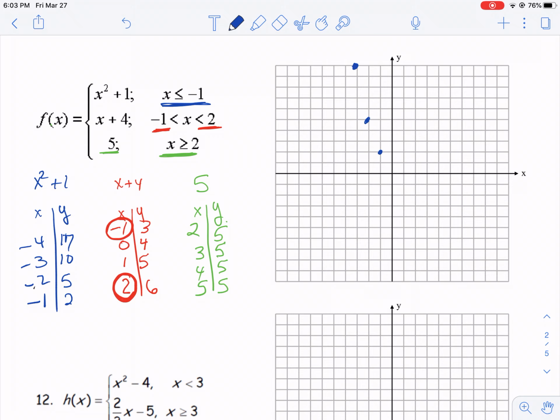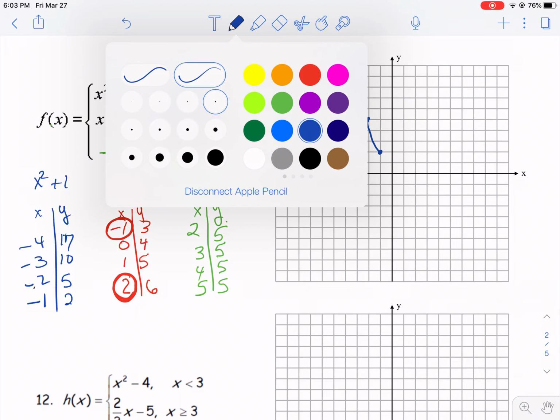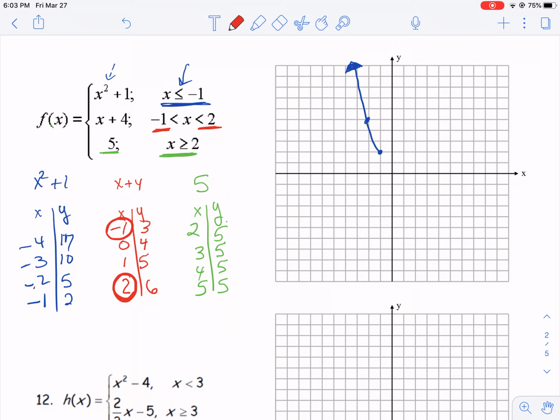Now remember, this is a parabola. Parabolas are curvy. So see, it's kind of a good thing that you know what kind of graph you're going to get before you start drawing it, right? The squared makes it a parabola. Okay. The inequality is pointing to the left because it's less than, so I put my arrow on the left-hand side, just like that.